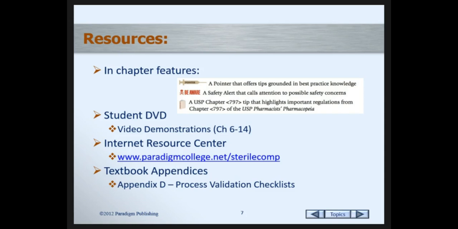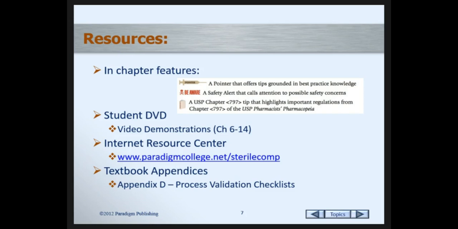There's also the little skeleton with the red writing that says be aware. So those are safety alerts. You want to make sure that you pay attention to those, something to be conscious of. And then there's a little book, and it gives the highlights and regulations of USP Chapter 797 that are pertinent to that information on the page.